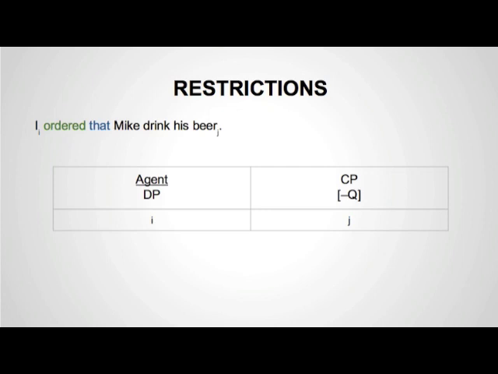Notice how the verb order demands different features. So I ordered that Mike drink his beer. So in this case, again, I is the agent, DP, we index it with the I, and that Mike drink his beer is a CP. It's a minus Q. It's not interrogative. And there it's indexed with J.